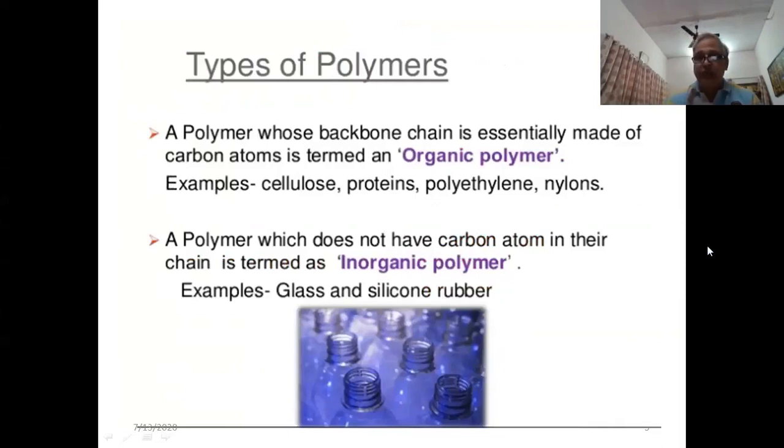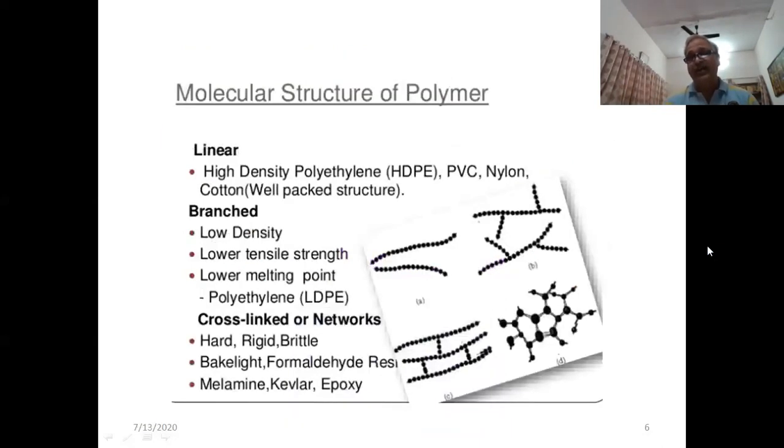And those polymers which do not have carbon atoms in their chain are termed as inorganic polymers. For example, glass, silicon, rubber, etc. The structure of polymers is different. When the molecules are arranged linearly, then it is called a linear structure of polymer. And the properties of these linear polymers are high density. Polyethylene, PVC, nylon, cotton are examples of linear polymers.